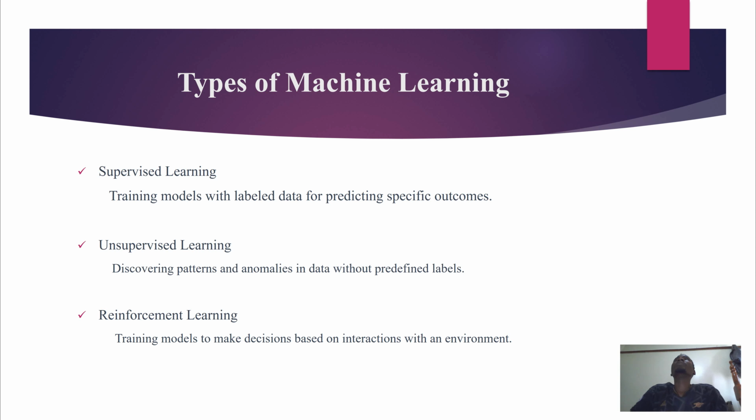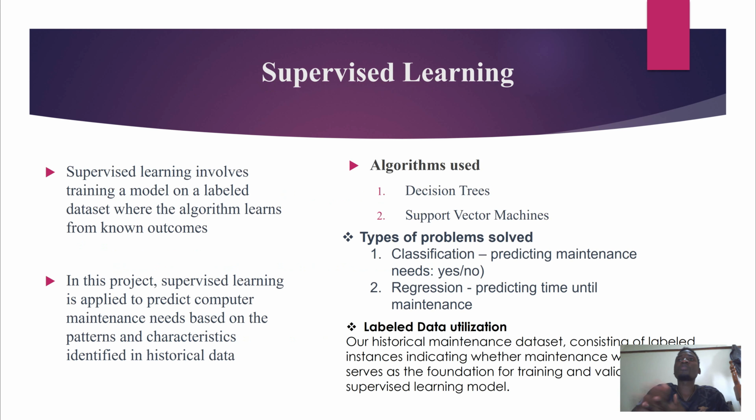So basically, those are the three types of machine learning that we're going to look at in regards to our machine learning model. So let's dive right into each learning algorithm and how it's going to be applied in our model. Well, we are going to start with supervised learning.